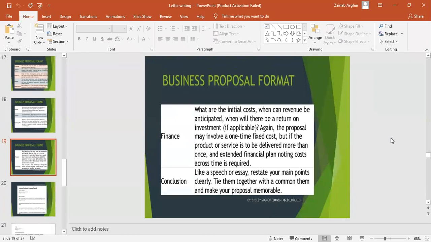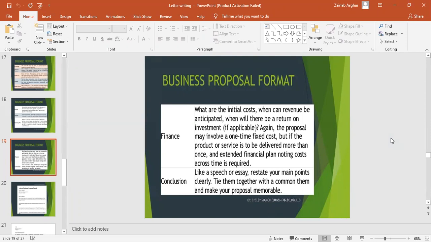Okay. Finance. For any business proposal, the major concern is about finance. So we need to know, and we have to write down in our business proposal, obviously, finance is the major thing, and we need to really look at how the product that is made has cost us initially. ठीक है, अब दो लोग डील कर रहे हैं तो वो कहते हैं कि अब हम मिलके ये प्रोडक्ट बनाते हैं, सो उसकी इनिशियल कॉस्ट क्या होगी, यू हैव टू टेल देम. When can revenue be anticipated, when will there be a return of investment.